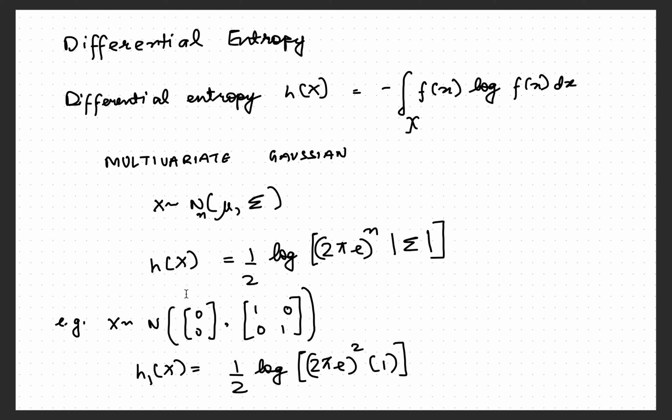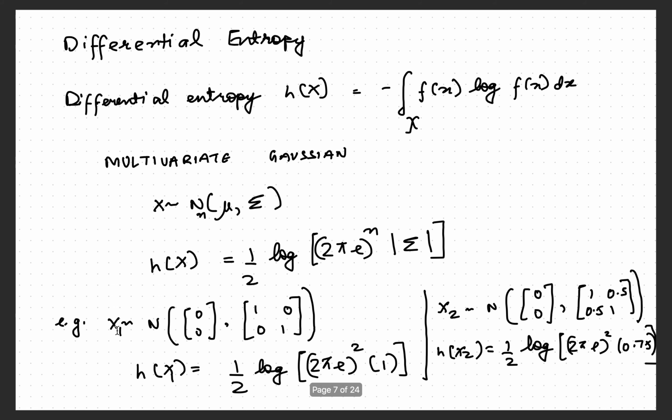There is a small typo, this should be x1. So this is the first random variable corresponding to a bivariate distribution. On the right hand side, we have looked at another random variable corresponding to another bivariate distribution. The mean is still the same, and the covariance matrix has some correlation terms between x1 and x2.